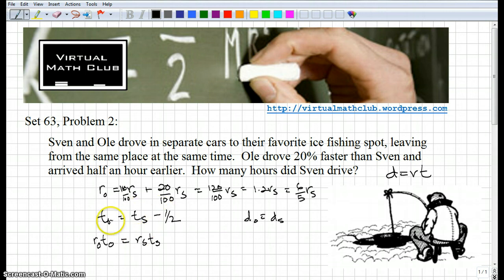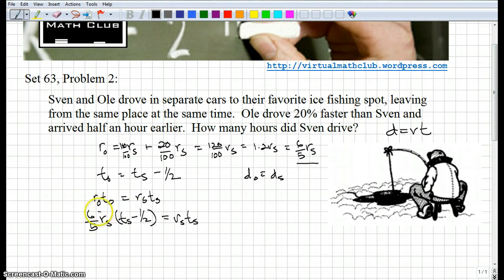And now let's do some substitutions, because we have Ole's rate in terms of Sven's rate, and we have Ole's time in terms of Sven's time. So for RO, we can just use this 6/5 RS. And then for Ole's time, we're going to substitute TS minus a half. And so now everything is in terms of RS and TS. So let's see what we can do with that. First thing I'm going to do is distribute this 6/5 RS, multiplying it through the parentheses.